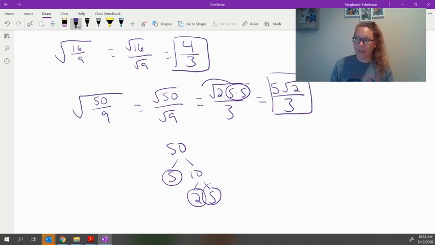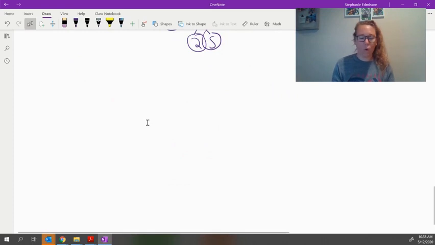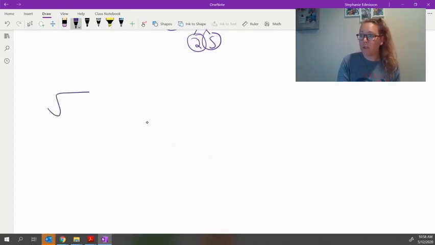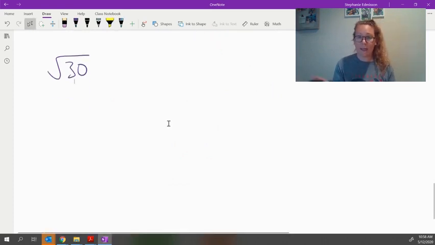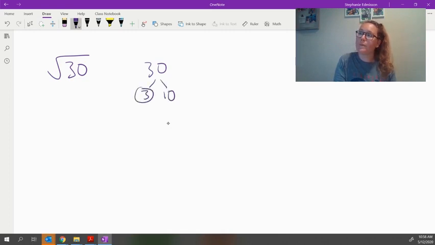Okay, next, last example. What if you have something like this? The root of 30. Okay, same thing we've been doing. Let's make a prime tree. 30, it's divided by 10. So 3 and 10, 3 is a prime number. Here I get 2 and 5.